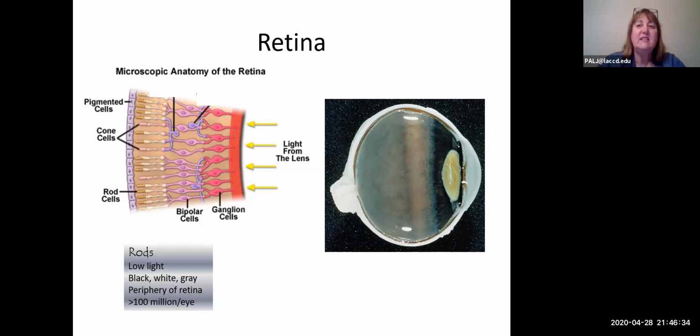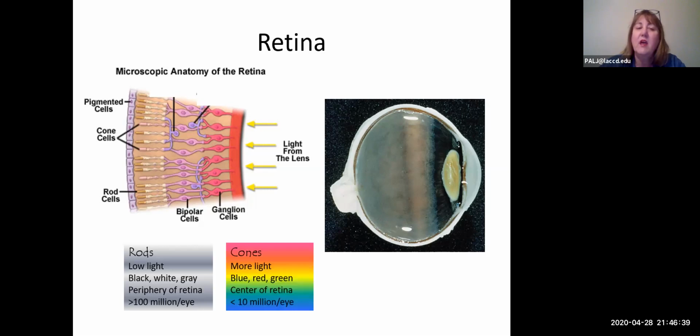Okay, and each eyeball has more than 100 million of them, so there are lots of them. Cones, on the other hand, require more light. You have to turn the lights on to activate these, and we're going to have cones. Most people have cones in 3 colors: blue, red, and green.